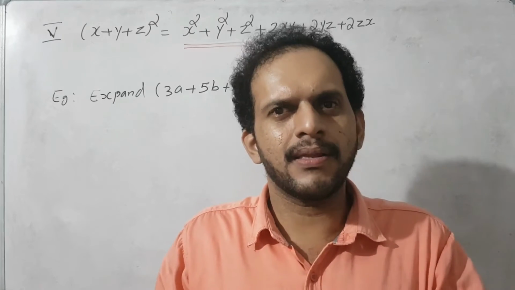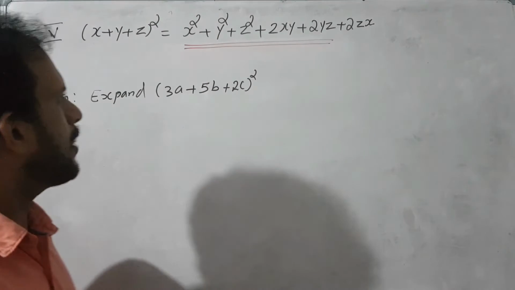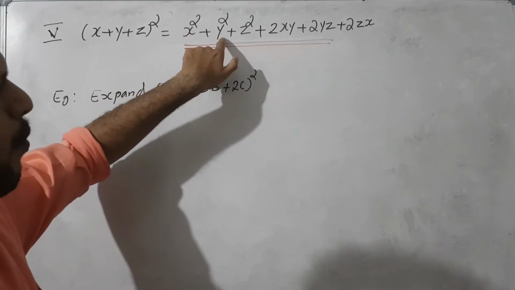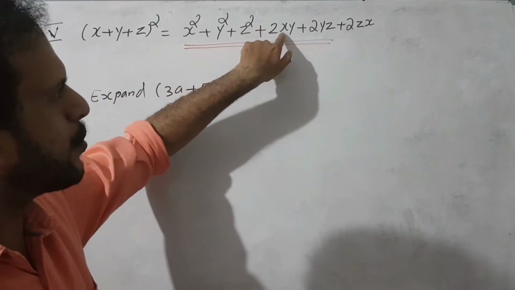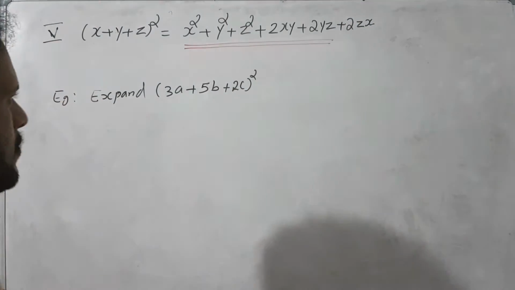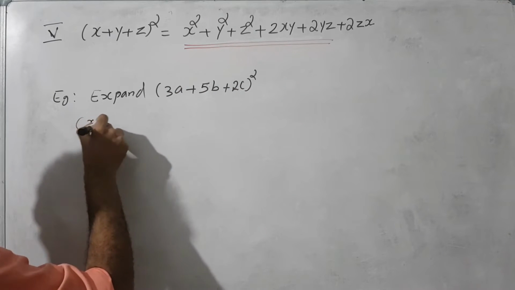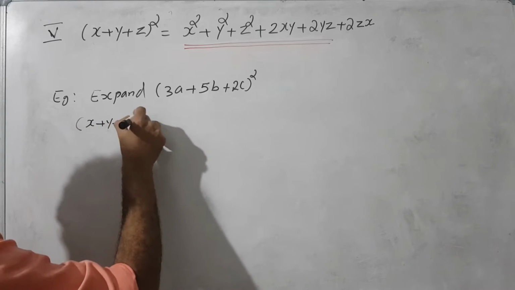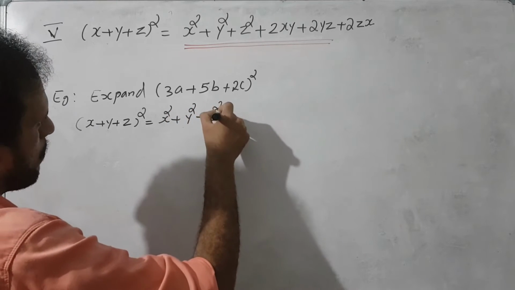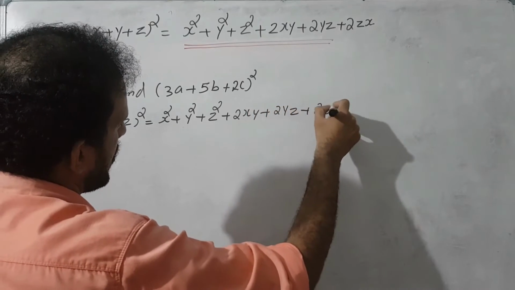We need to apply the fifth identity there. So what is the fifth identity? That one is x plus y plus z whole square is equal to x square plus y square plus z square plus 2xy plus 2yz plus 2zx. Then what is the next step? Next we identify the identity, then we write x plus y plus z whole square is equal to x square plus y square plus z square plus 2xy plus 2yz plus 2zx.